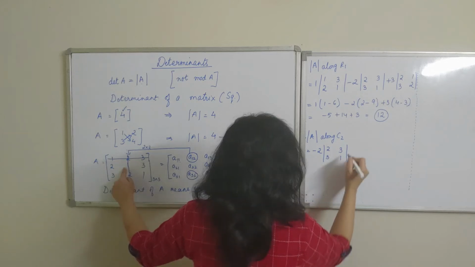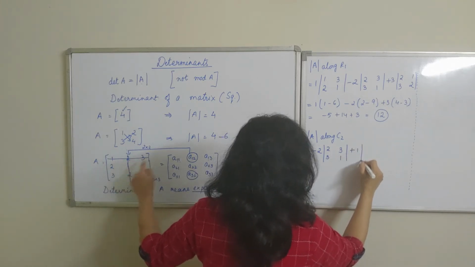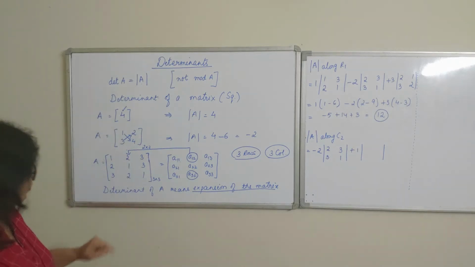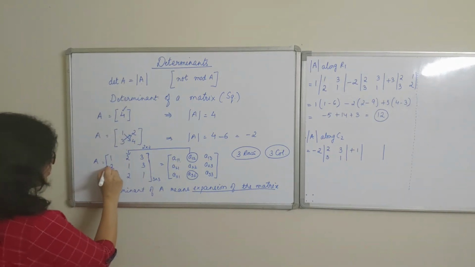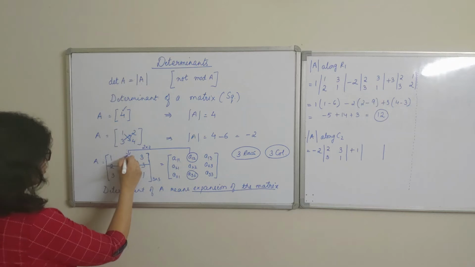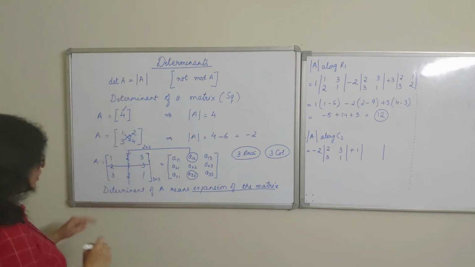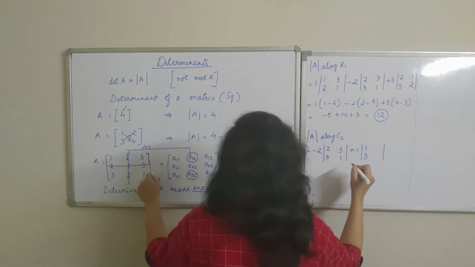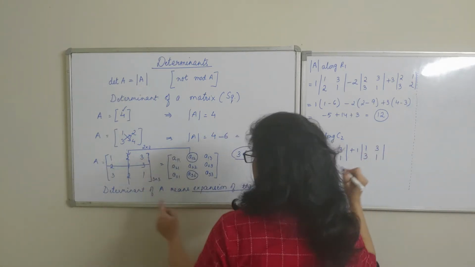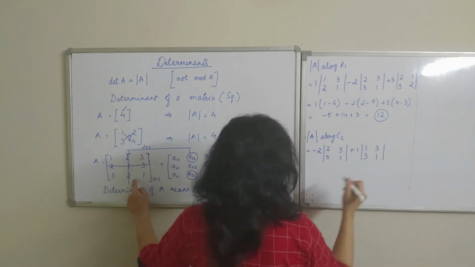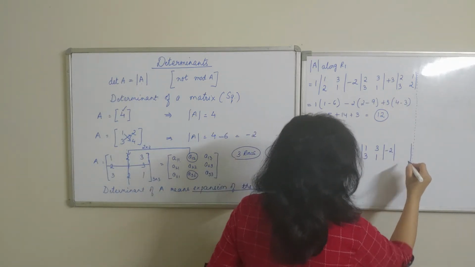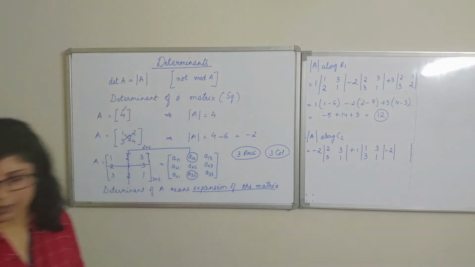The next element does not change its sign. This is to be multiplied by some determinant. So the next element is this, present in the second row, second column. So the elements we are left with are 1, 3, 3, 1. The last element of the second column is again a special element. So it will change its sign and be multiplied by some determinant.